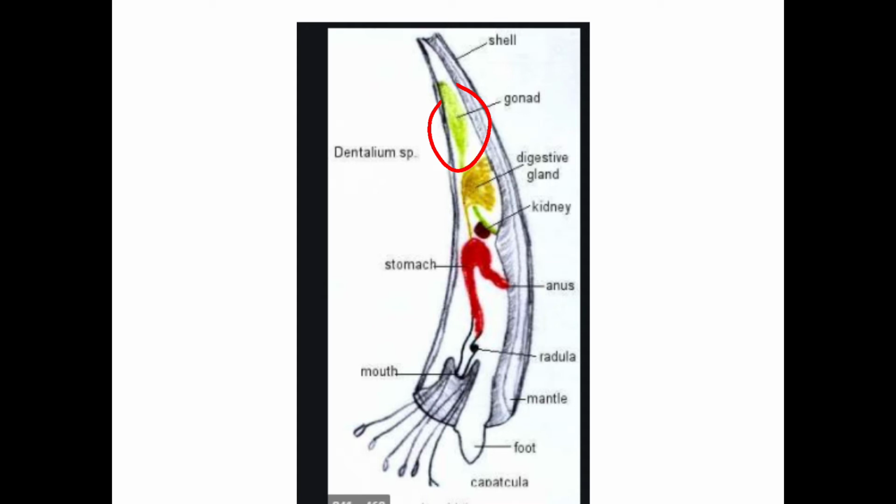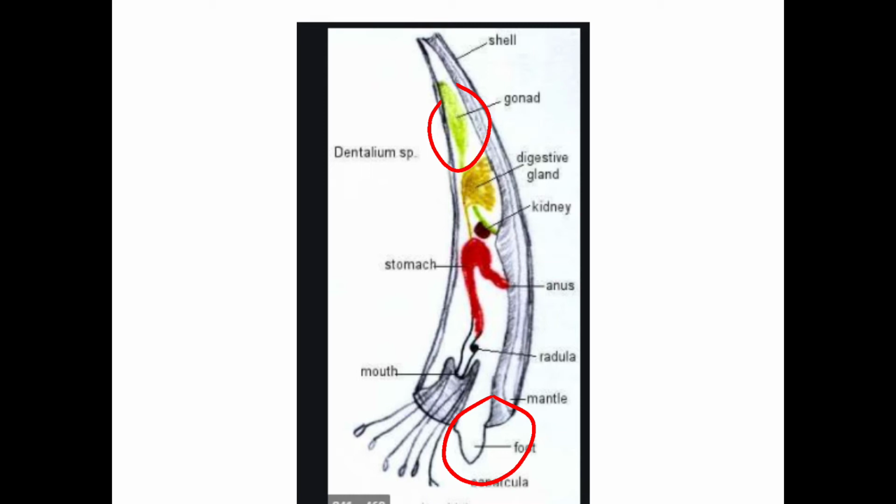So our example is Dentalium. It's a small marine burrowing mollusk. It is found in deep water. They are bilaterally symmetrical. They have an elongated body. Their body is divisible into head and foot as well as visceral mass. The head is poorly developed, and there will be no eyes in the head. Then the foot is conical. This is the foot and it is conical in shape. It is used for digging. It's a burrowing animal, so the foot is used for digging.